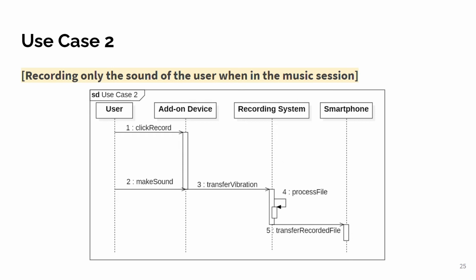This is the sequence diagram for the use case 2. First, the user clicks the record button on the add-on device. Then, the add-on device transfers the vibration of the instrument to the recording system of the Conbrio case. Then, the recording system processes it into the audio file and sends the audio file to the smartphone application.